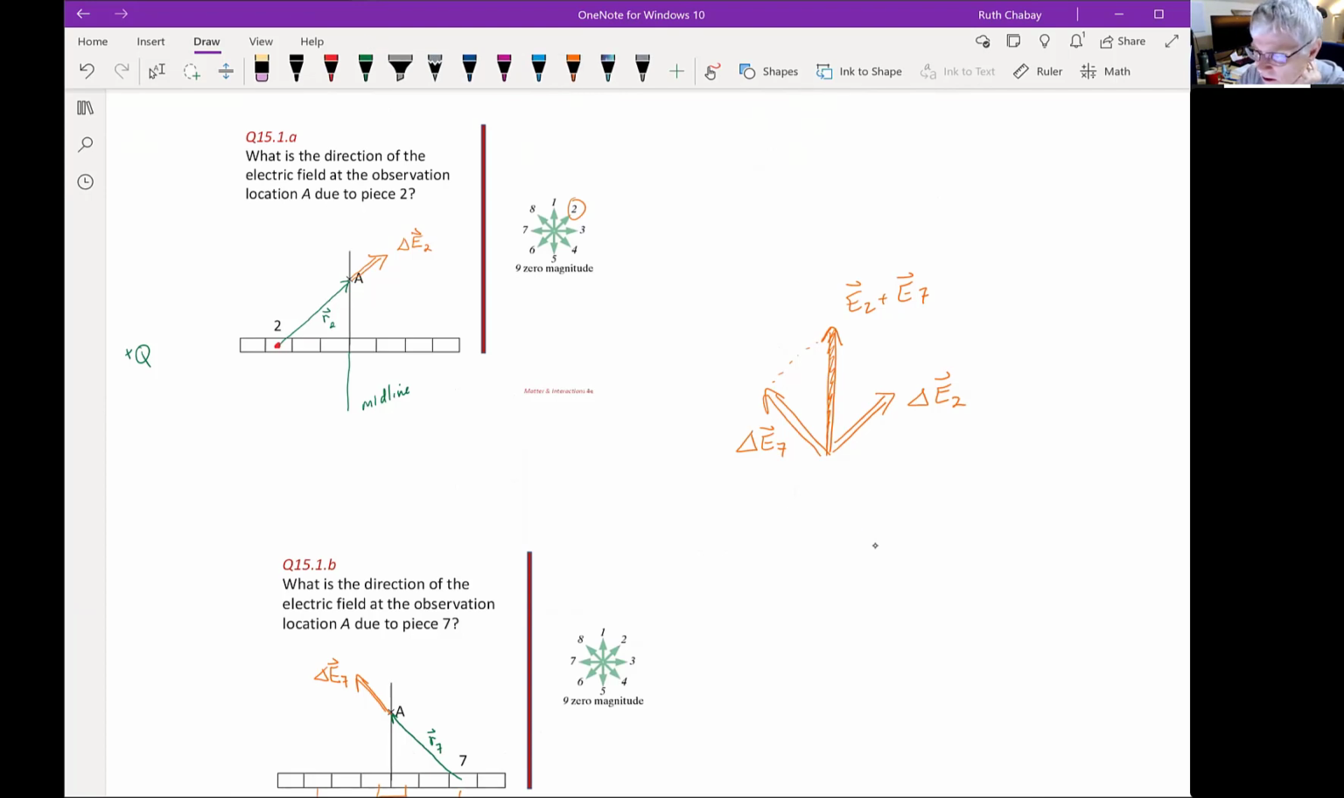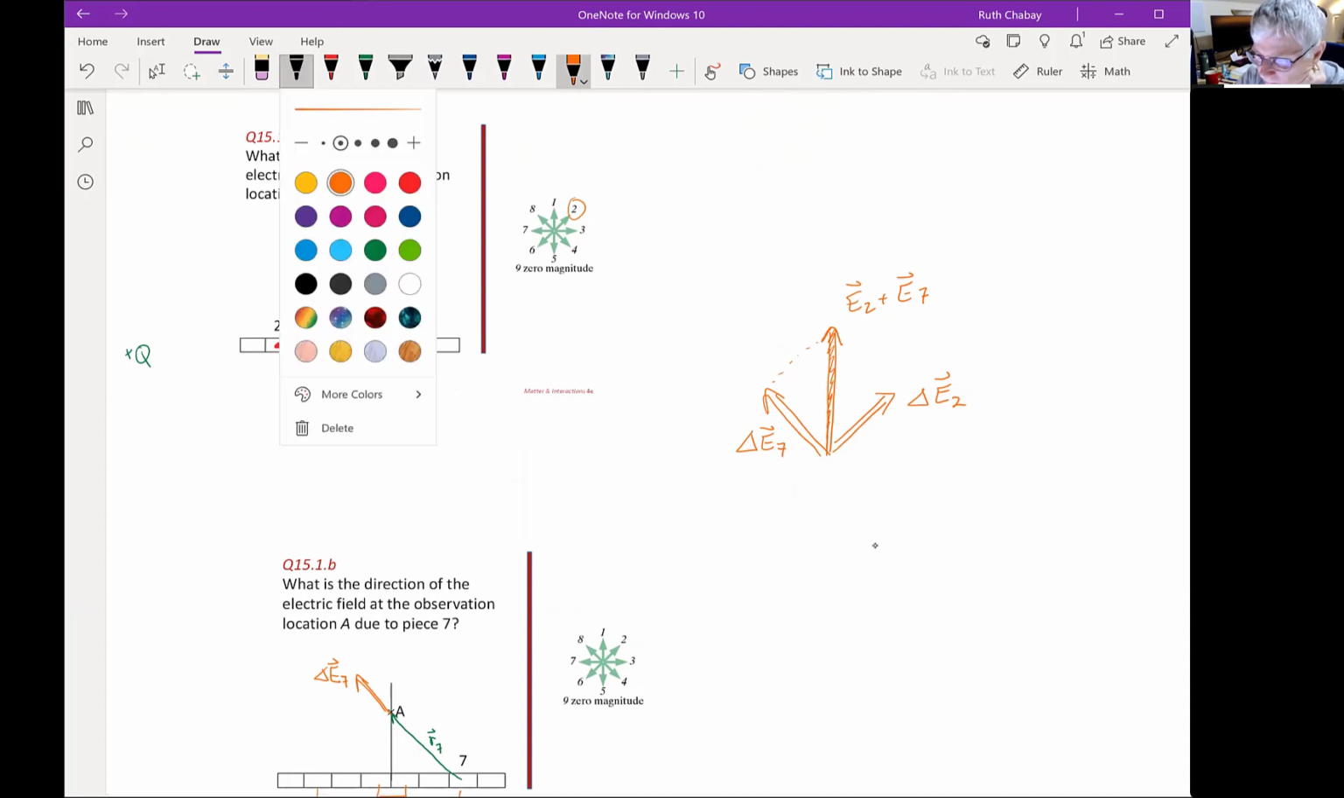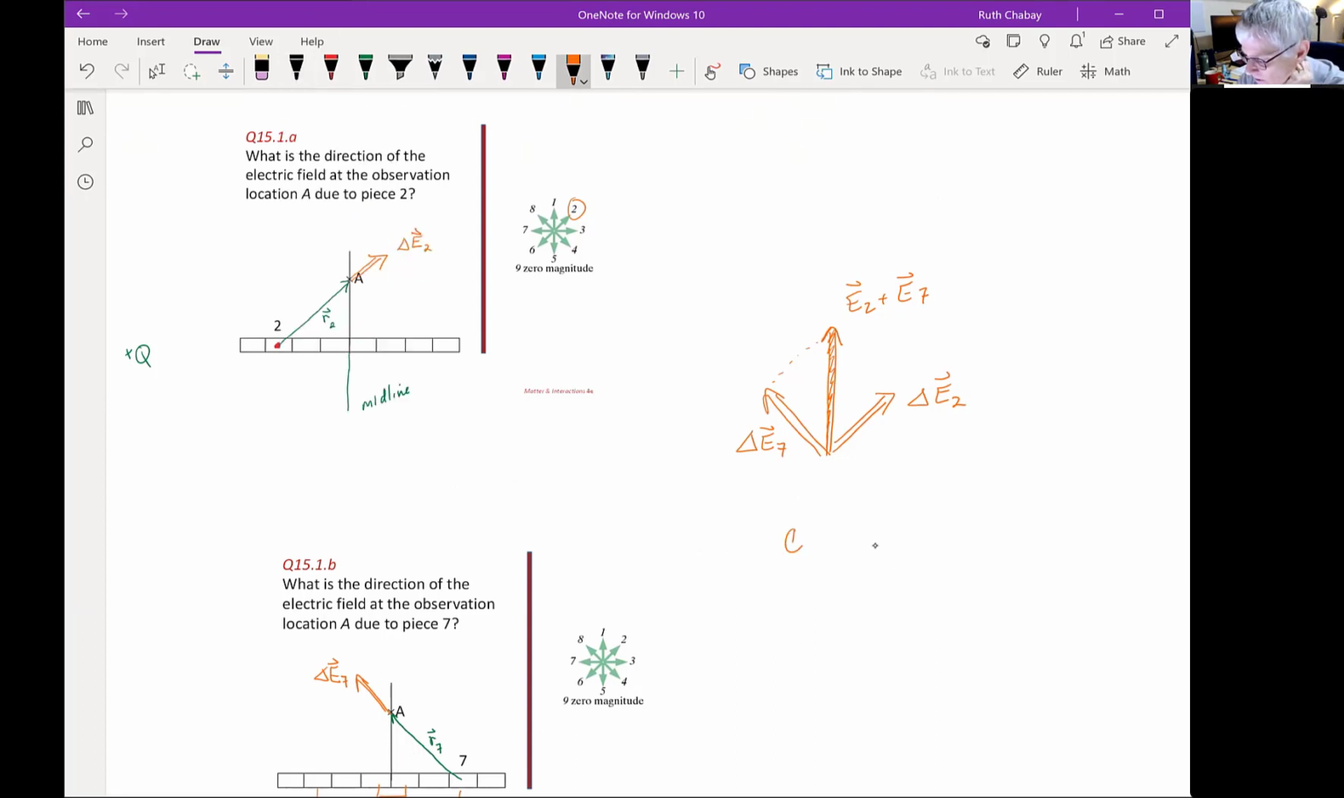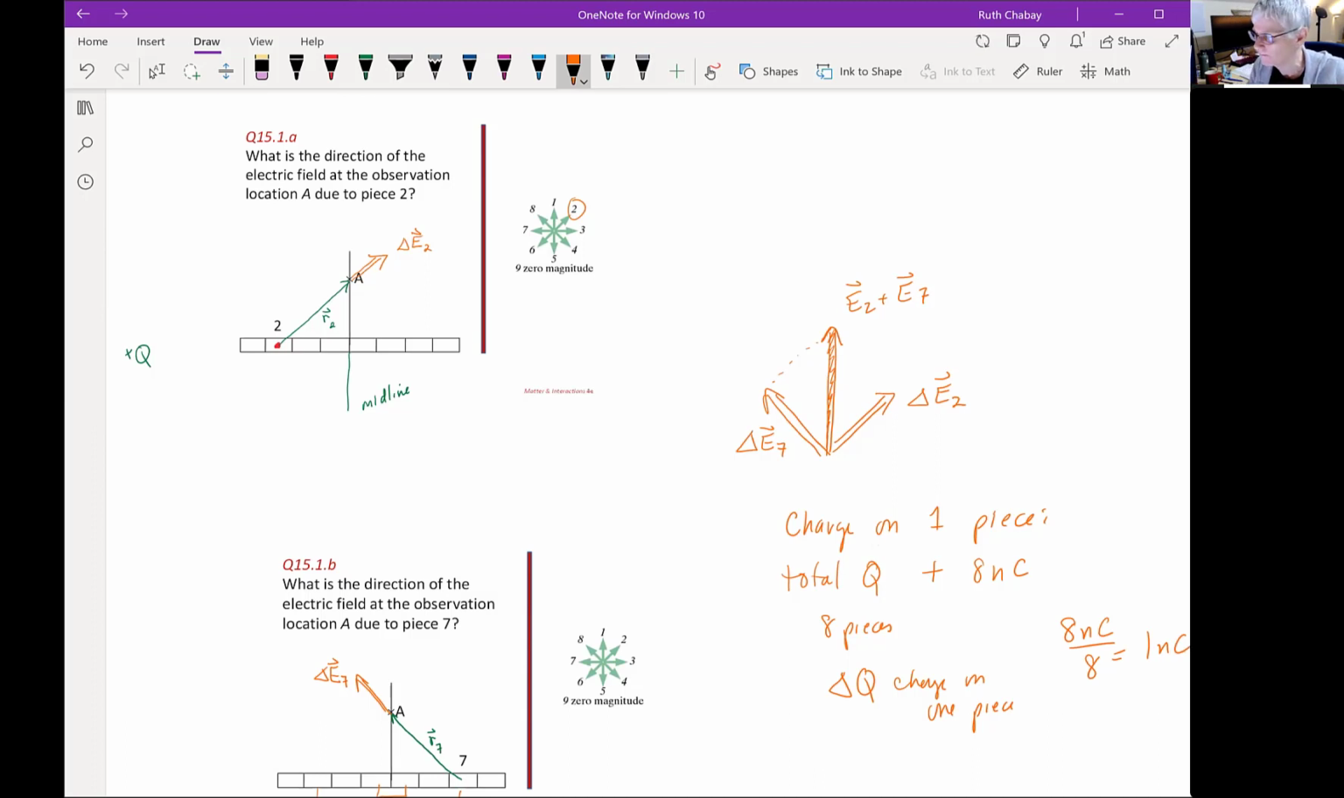Charge on one piece. I mean, if the total charge was plus 8 nanocoulombs and we have 8 pieces, so delta Q, the charge on one piece, is 8 nanocoulombs divided by 8, which would be 1 nanocoulomb, right?